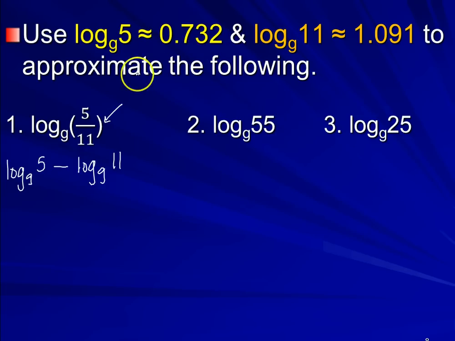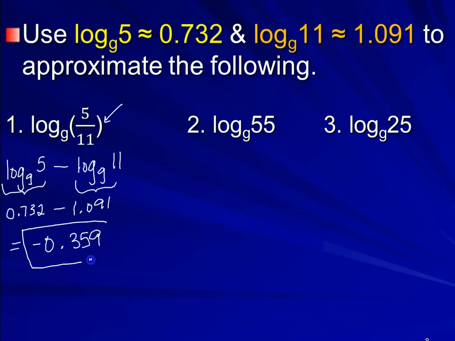Now, they gave us the definitions up here to use. So log base g of 5 is 0.732 minus log base g of 11 up here is 1.091. Type them in your calculator, 0.732 minus 1.091. They want us to approximate. Approximate is using those values that they gave us. Otherwise, the decimals would be even longer. So you type them in, you get negative 0.359. Okay, so just using the properties and using those values.